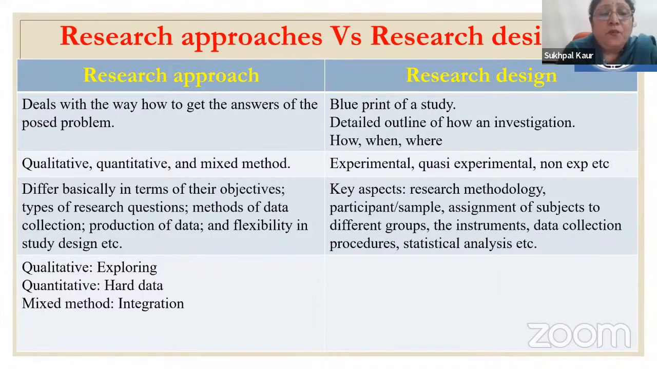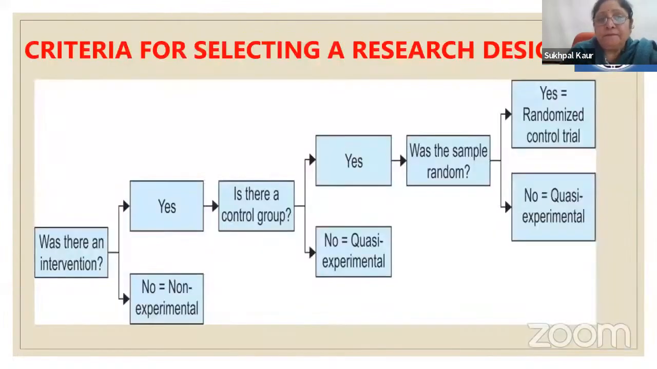In the type of data in a quantitative research study, we are going to get the hard data. And in mixed method design, there is always the integration of the qualitative and the quantitative one. So broadly speaking, research approach is the broad reply to a research question, and research design is the clear, crisp, and detailed blueprint of a research question. That is the research design.